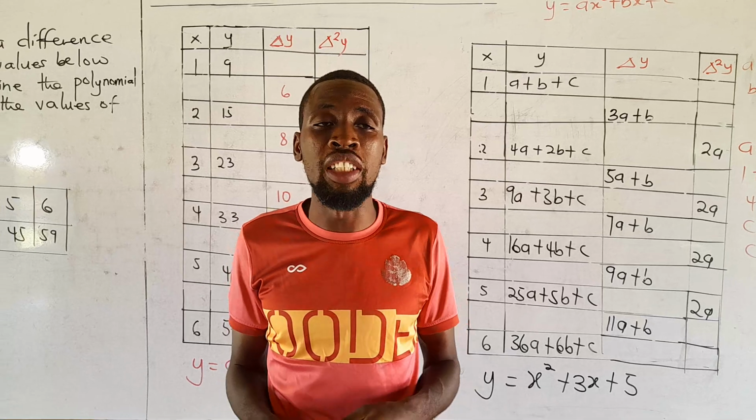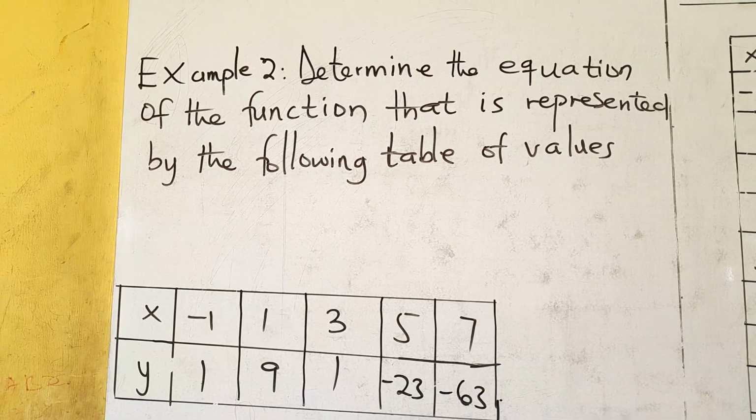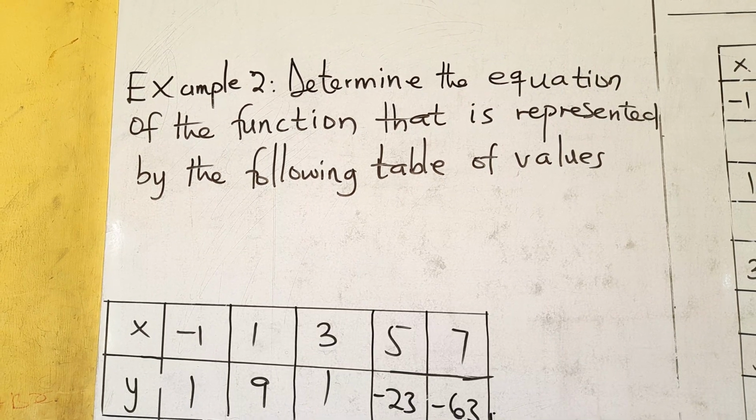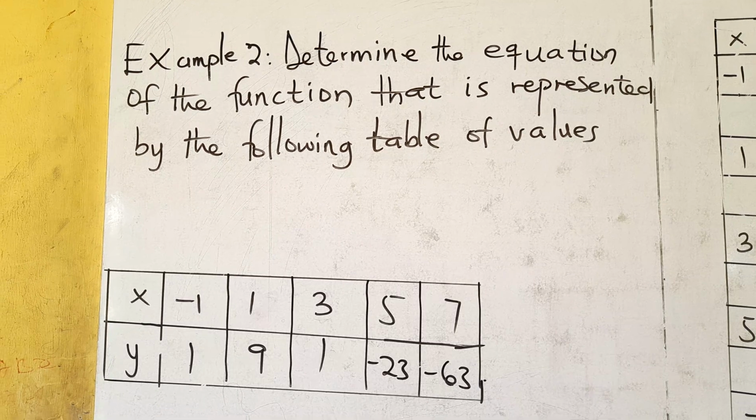We'll solve one more example on this so that you'll be abreast with the concept. So let's look at our second example. They say determine the equation of the function that is represented by the following table of values.